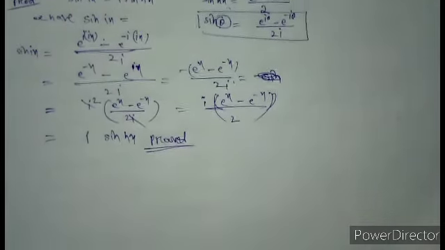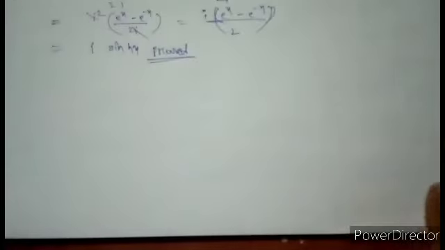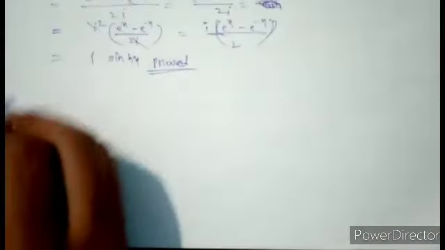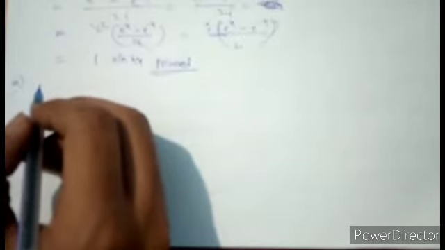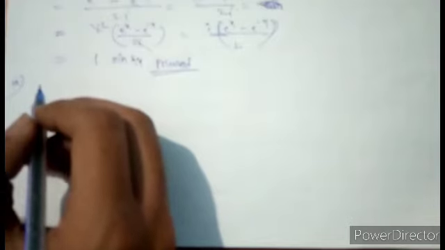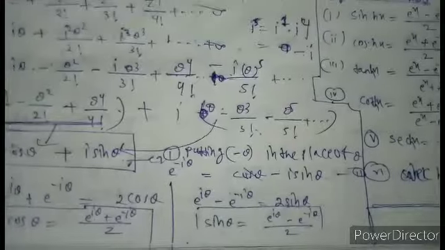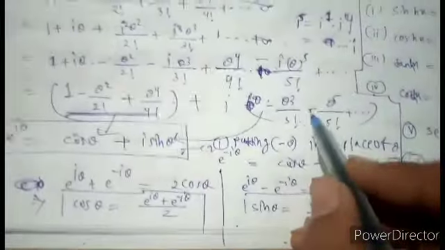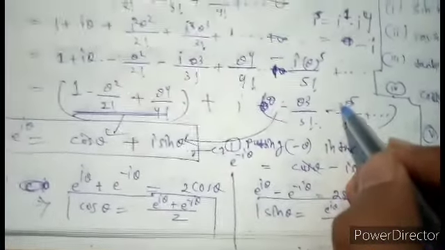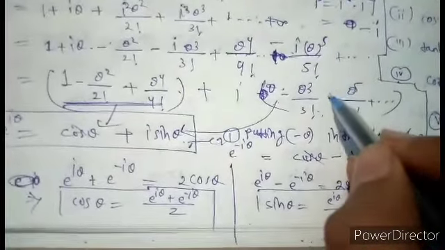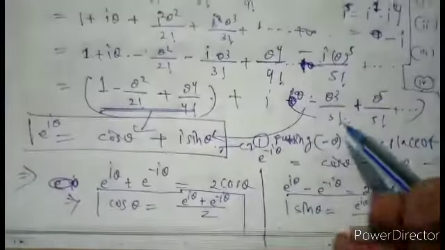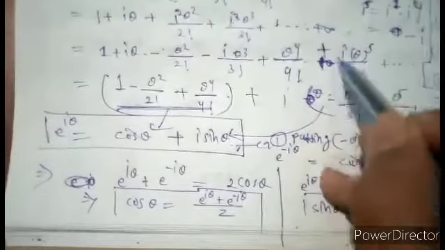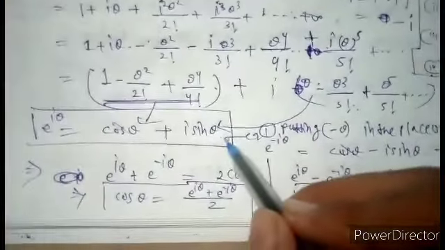Similarly, we can prove the other ones. Let us go to the back page. We made a mistake here. We know that the value of i to the power 5 is i, that is, there is a plus sign. Sorry, we made a mistake there. Here also a plus sign. This is the answer. Thank you.